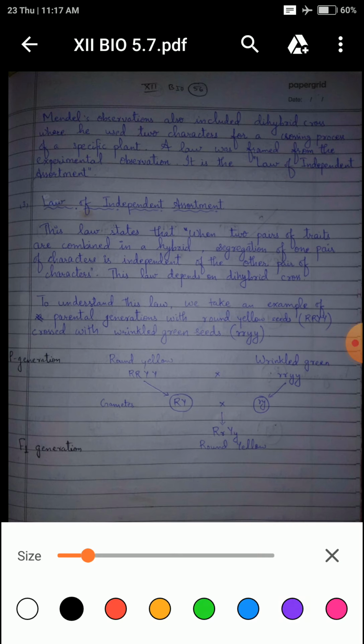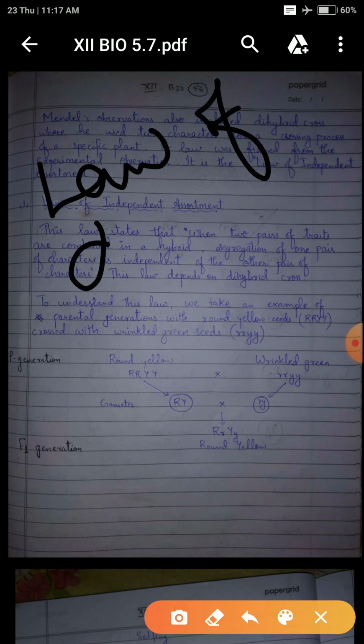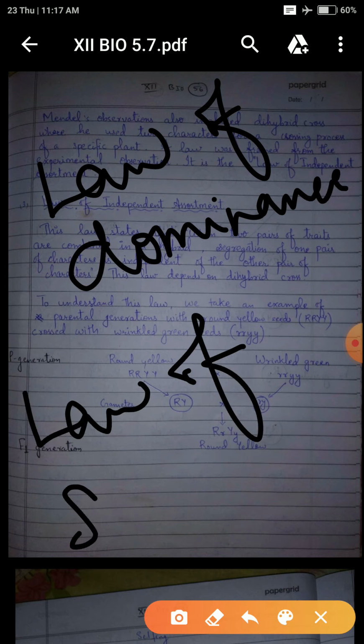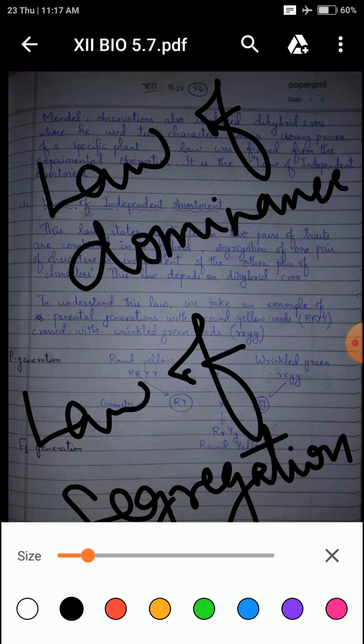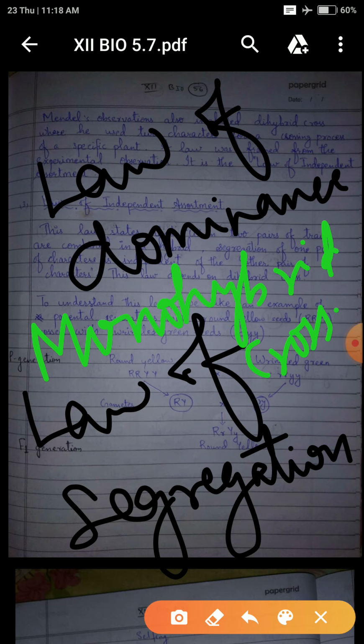In the previous classes we discussed the two main laws of Mendel, the law of dominance and the law of segregation. We discussed both these laws, and both of them only depend upon the monohybrid cross. Both of these laws mainly depended upon the monohybrid cross.